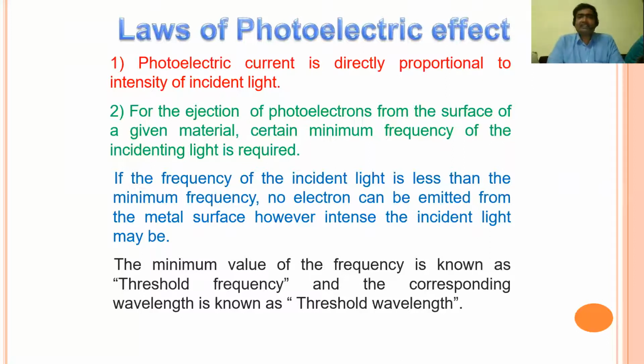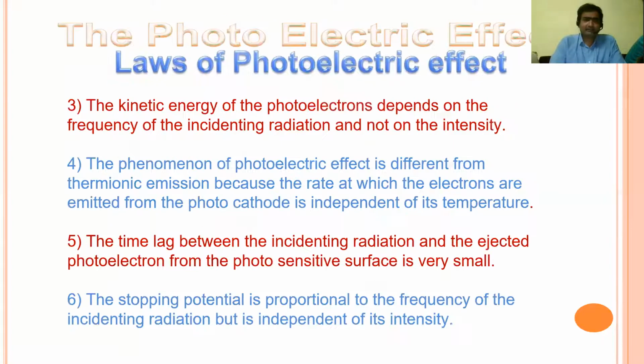If the frequency of the incident light is less than the minimum frequency, no electron can be emitted from the metal surface, however intense the incident light may be. This minimum value of frequency is known as the threshold frequency, or the corresponding wavelength is known as the threshold wavelength. Let me explain these two laws with an illustration.